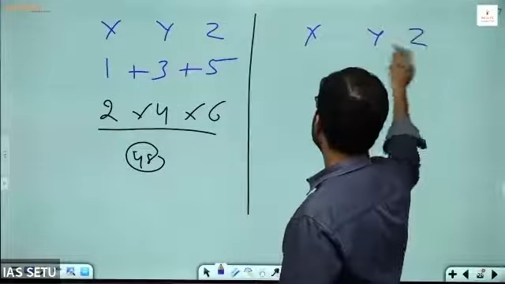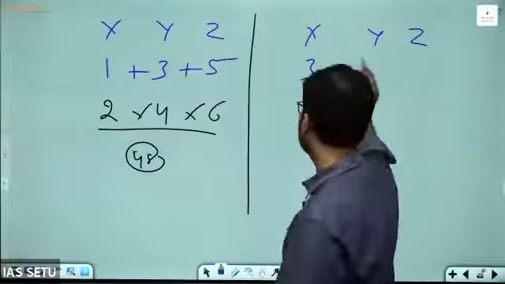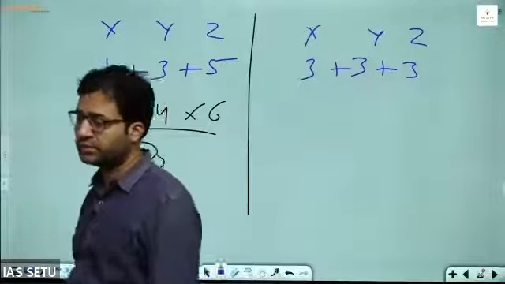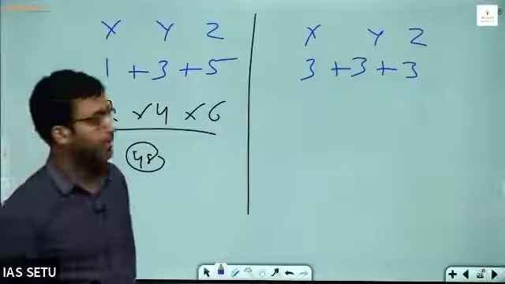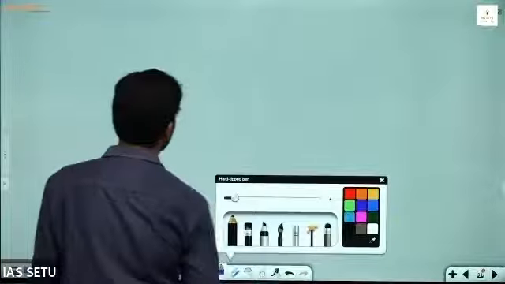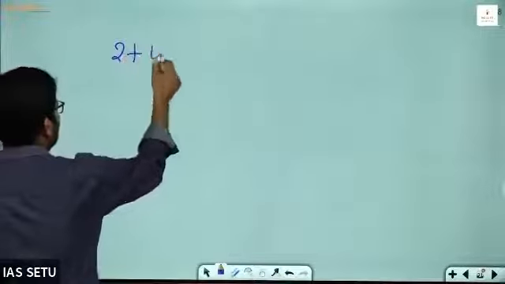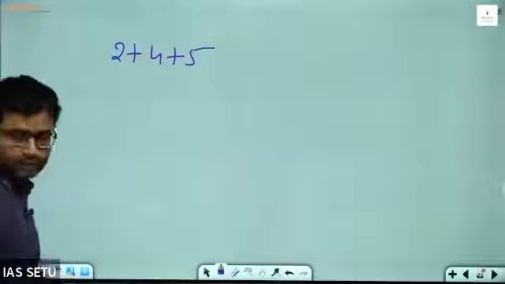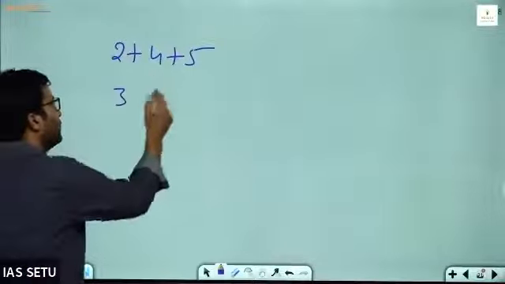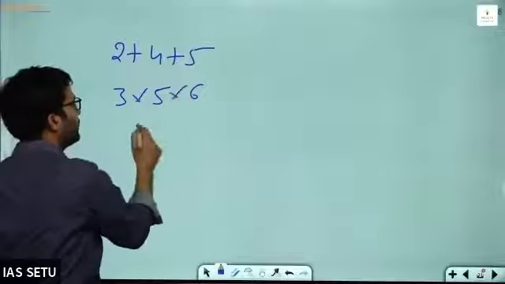Next question. X, Y, Z. On X axis I put 3 cut, on Y axis 3 cut, 3 cut. Number of cut 3 plus 3 plus 3. Tell me how many pieces? This will be 4 into 4 into 4, 64. Now you put number of cut 2 plus 4 plus 5. How many pieces? Two cut 3 pieces, 4 cut 5 pieces, 5 cut 6 pieces. This is 30 into 3, 90.